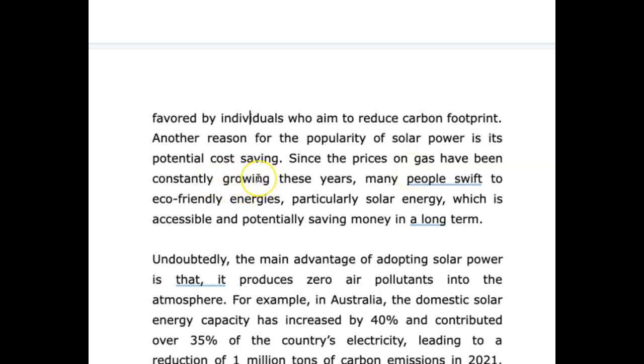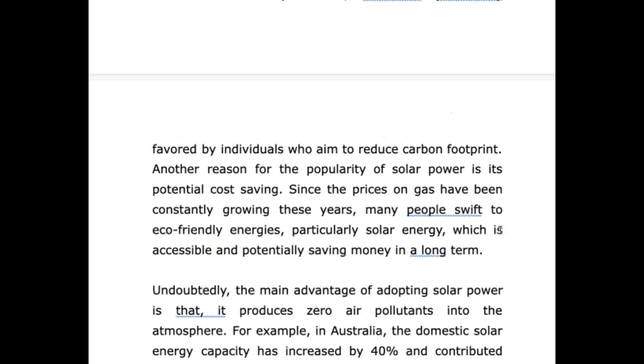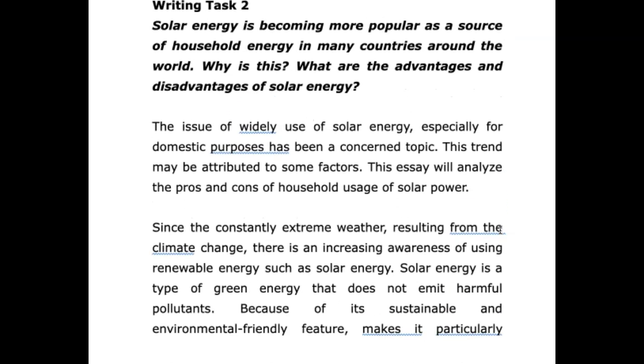Growing is okay, but rising is better. These years, many people switch to eco-friendly energies, particularly solar energy, which is accessible and potentially saving money in the long term. Yeah. Okay, so let's just see.